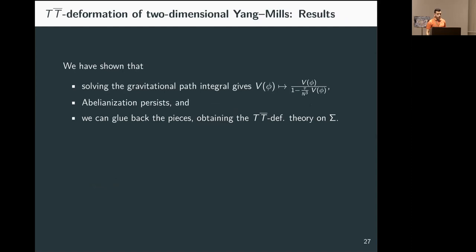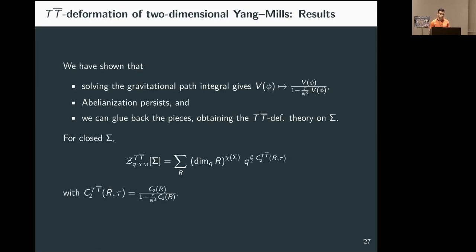So we have solved this gravity path integral, very simple, and we find this deformation of the potential, which is of course what we expected. We have also proved that factorization persists, and that at the end we can safely glue back all the pieces together with no obstruction, putting the TT-bar deformed theory back on our curved spacetime sigma. So this is the final answer for the partition function of Q Yang-Mills. It is essentially the same as before, except that now we have a deformed Casimir, which is essentially a geometric series in the Casimir. Now, a couple of remarks on this expression.